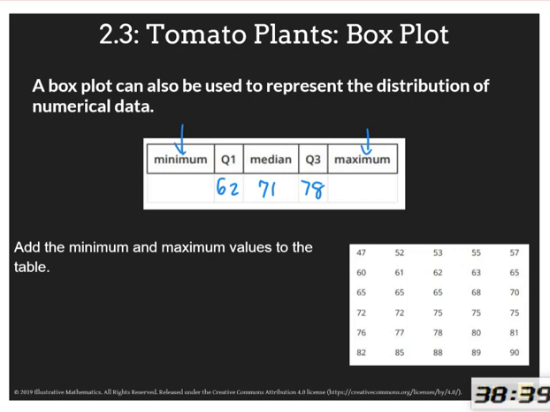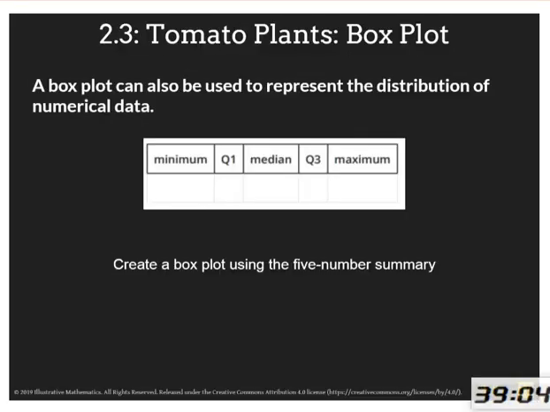All right, so the minimum value, the smallest value here, is 47, and the largest value here is 90. And you, ladies and gentlemen, have just completed a 5-number summary. The next question asks, can you create a box plot from this data? Let's try to create a box plot from this data. There's a demonstration to help you. There you go. Create a box plot using the 5-number summary.